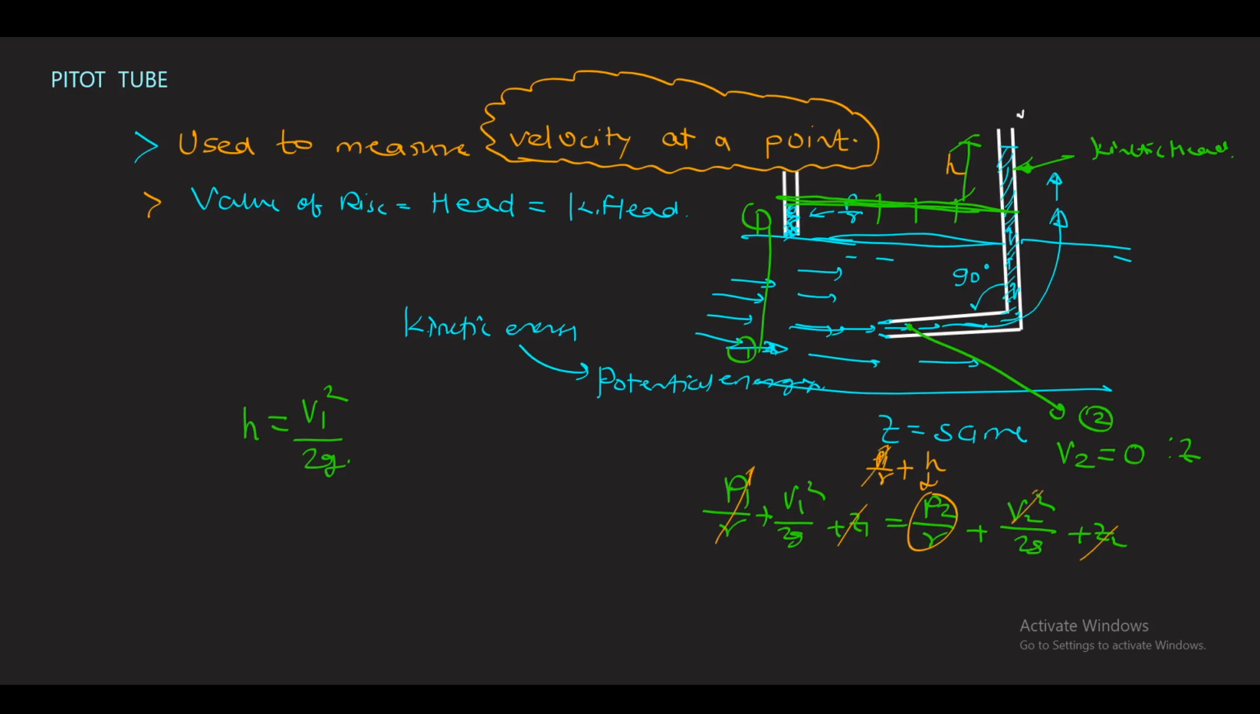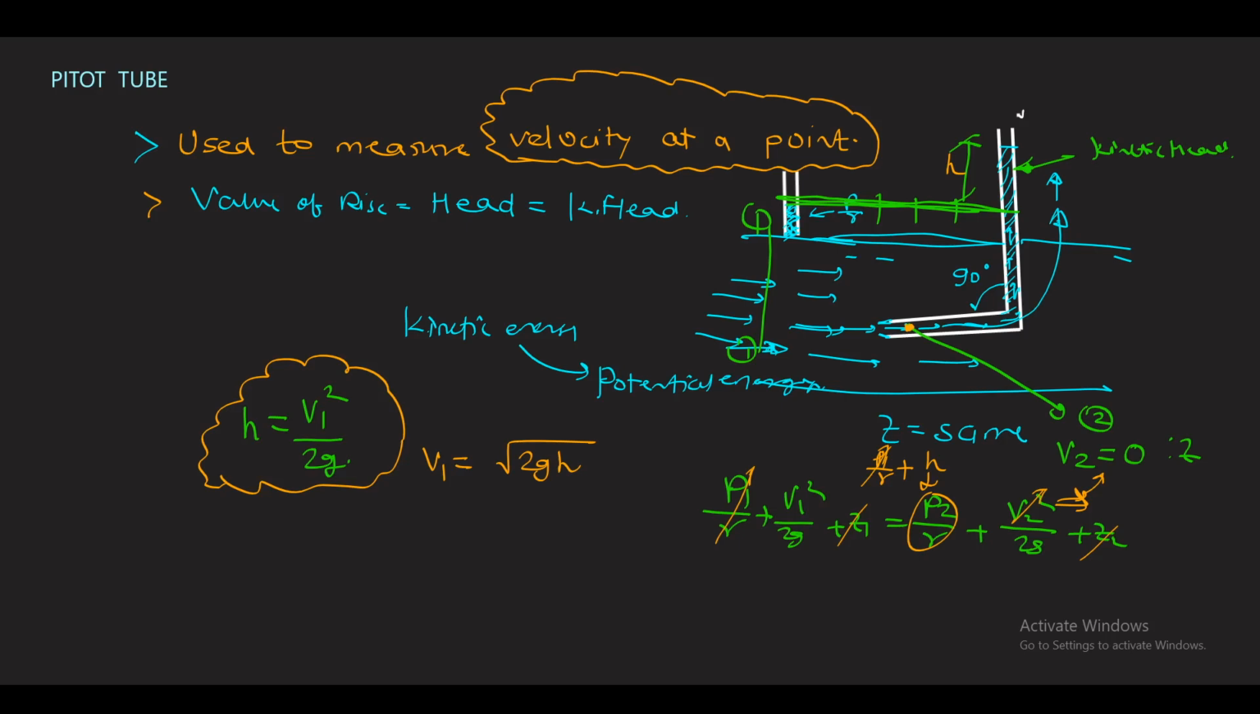Again, V2, the velocity at this point, correct? The velocity at this point, as it is converted into potential energy, is 0, correct? So what I get is h equals V1 square upon twice g, or I can say that V1 is equal to the square root of twice gh, correct? V1 is equal to the square root of twice gh.